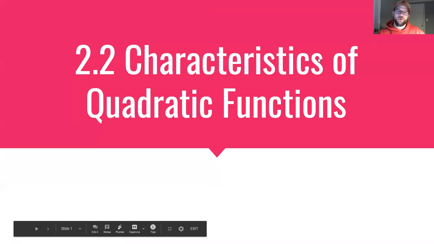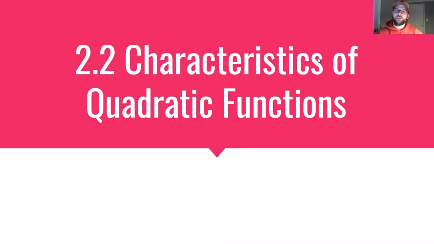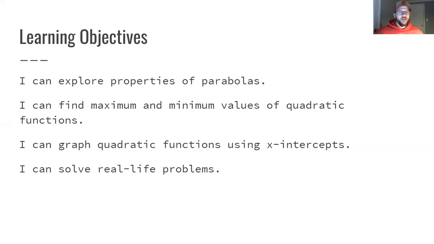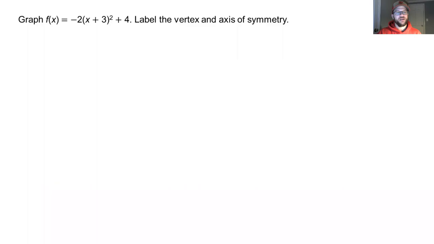All right, in this tutorial, we're going to go over, in the Algebra 2 section of the Big Ideas book, 2.2, Characteristics of Quadratic Functions. So we're going to talk about some different properties that you're going to see in parabolic functions, finding maximum and minimum values of the quadratic functions, and that's going to depend whether it's opening up or down. Graphing quadratic functions using x-intercepts, so where it crosses the x-axis, and then being able to solve real-life problems.